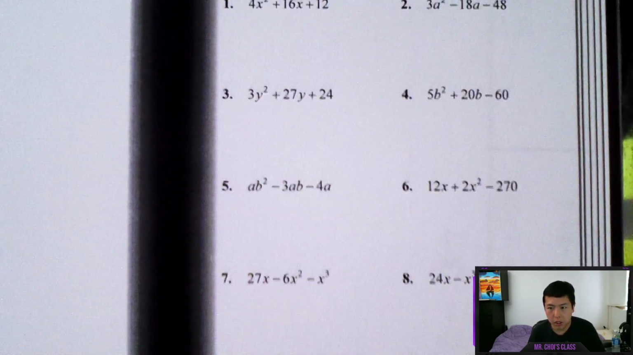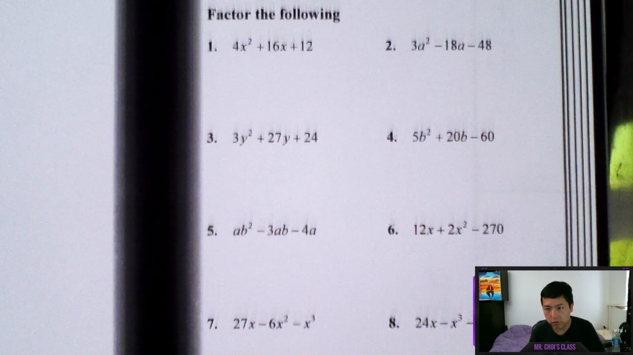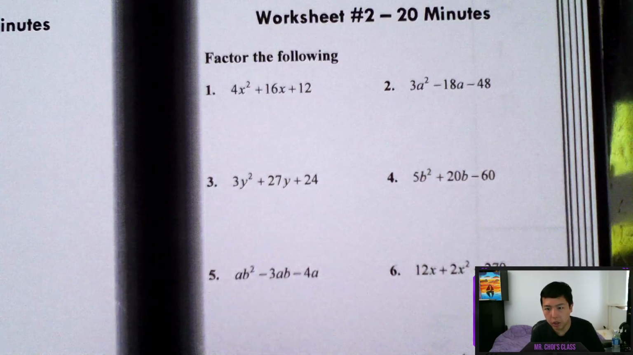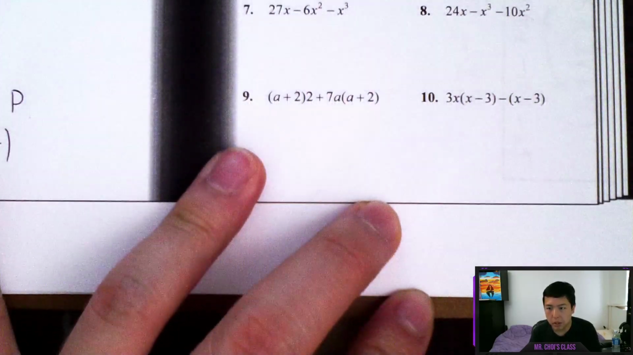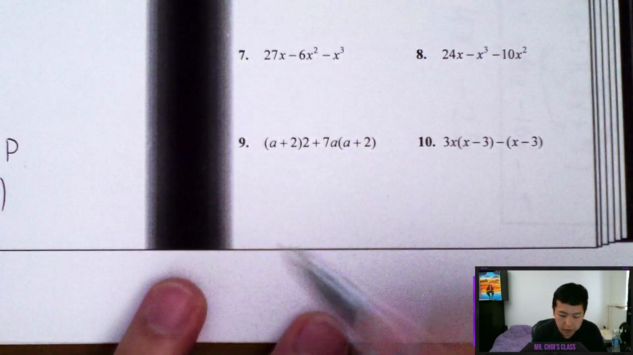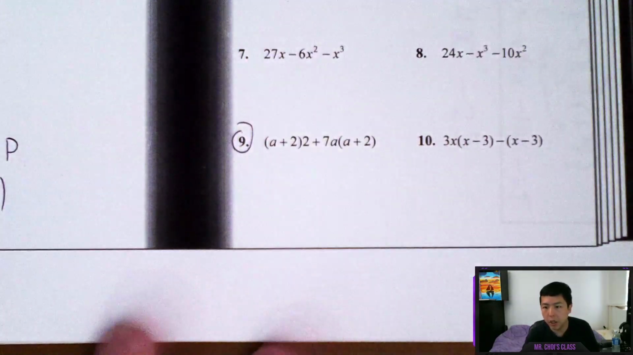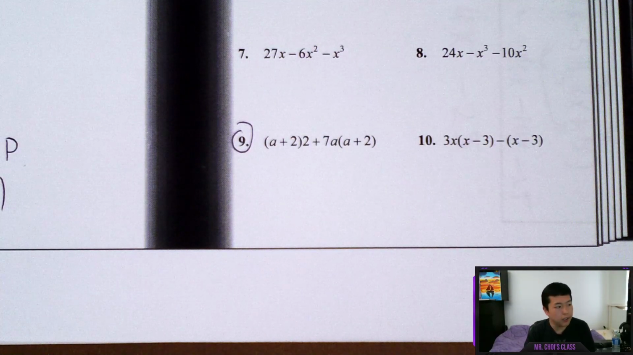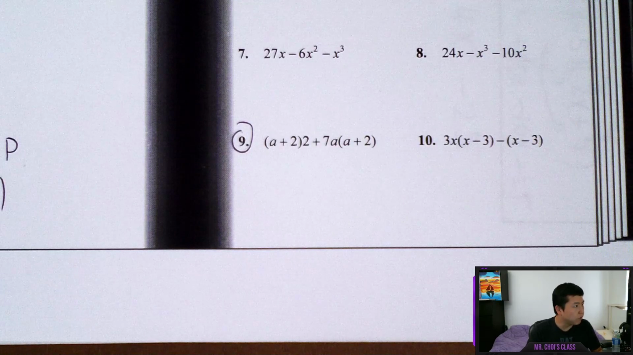So let's go to this side here. It's all, once again, more greatest common factor stuff. But what's important is this one. Let's do number 9. Okay, I'm going to give you a quick minute to do number 9. I'm going to give you 1 minute. Try to find the common factor for this one. 1 minute.